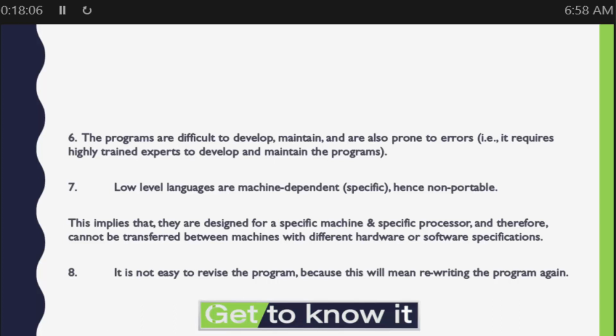It is not easy to revise the program, because this will mean rewriting the program again. This is another drawback: if you want to revise something in a program, you cannot just remove or add something. You have to write the whole program again, and that's a very huge drawback for the low-level languages.